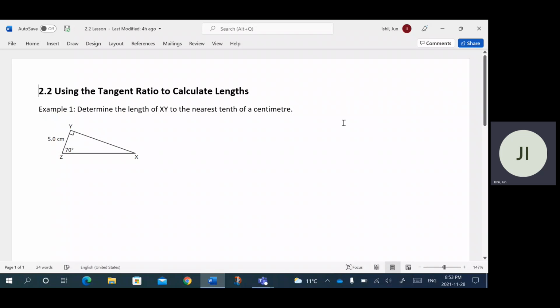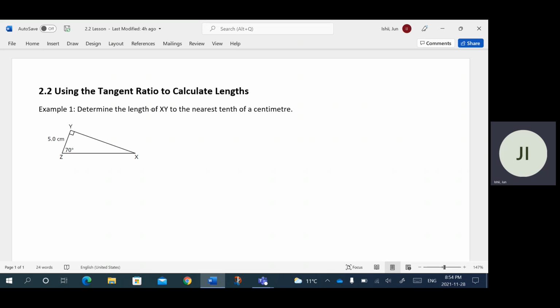All right, so in this lesson, we're going to be using the tangent ratio again. But this time we're going to use the tangent ratio to calculate the lengths of sides. So let's just jump right into this first example.